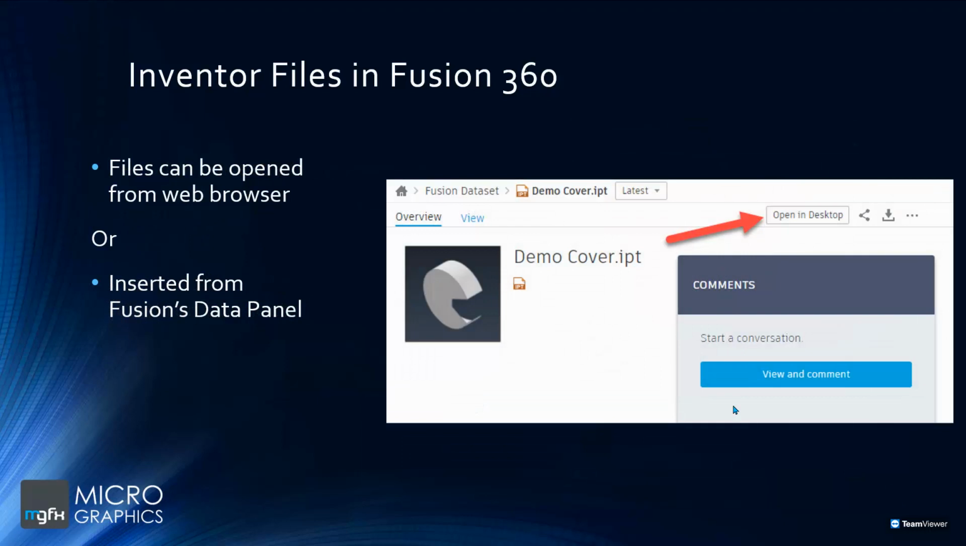And then if we look at the files online, we can see here we have the Inventor file. You can see the demo cover.ipt. We have that Inventor file sitting in that Fusion data set. And we can either open this from the web browser using the Open in Desktop button that will open that Inventor file inside of Fusion, or you can go into Fusion and access Fusion's data panel and find the file there in Fusion's data panel.